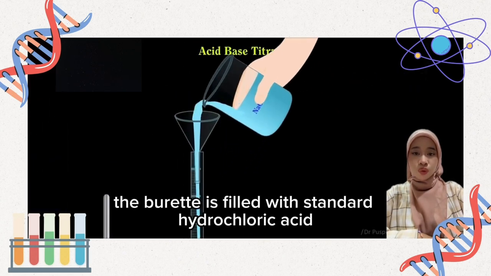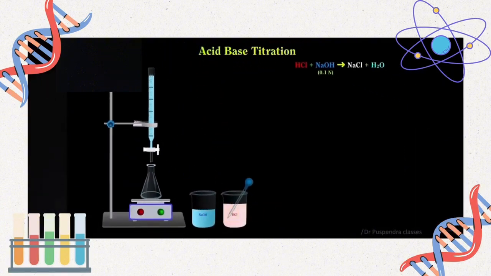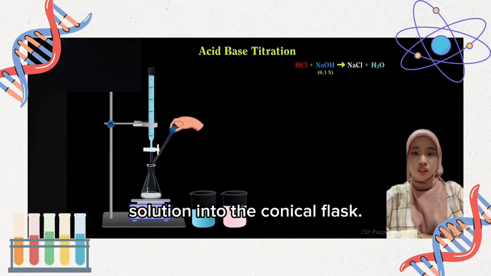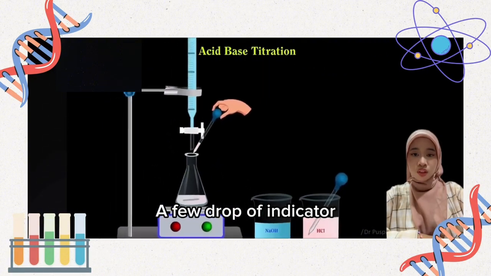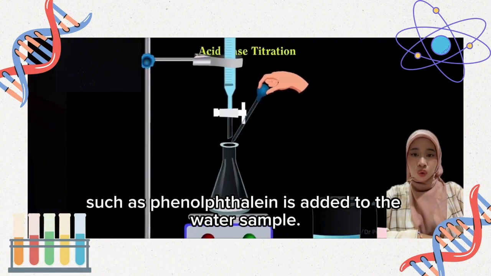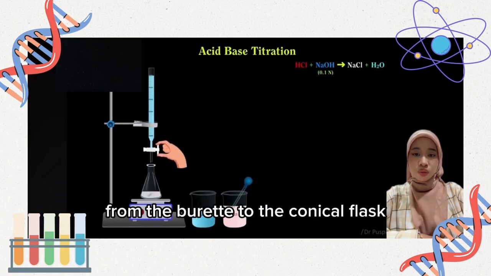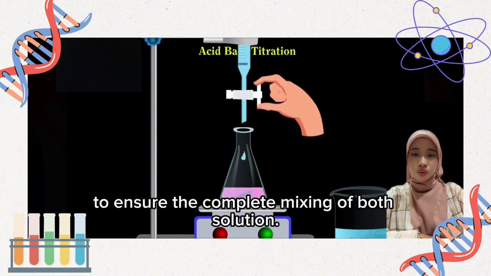First, the burette is filled with standard hydrochloric acid solution. Next, a pipette is used to transfer the water sample solution into the conical flask. A few drops of an indicator such as phenolphthalein are added to the water sample. During titration, the acid is added slowly from the burette to the conical flask while the flask is gently swirled to ensure complete mixing of both solutions.